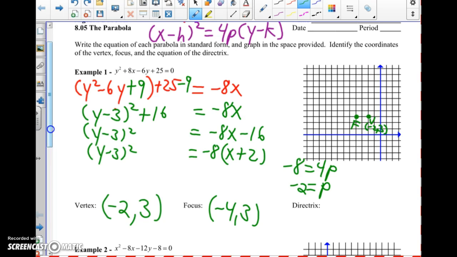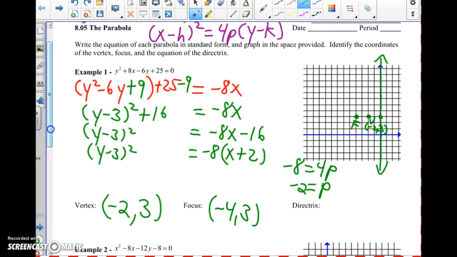The focus is inside the parabola, it's a distance of 2 from the vertex, then the directrix is outside of the parabola. It's a distance of 2 from the vertex in the opposite direction. Look here, 1, 2. Right there's where my directrix is. Now, since it's opening to the left, this is my directrix right here. What's that equation?